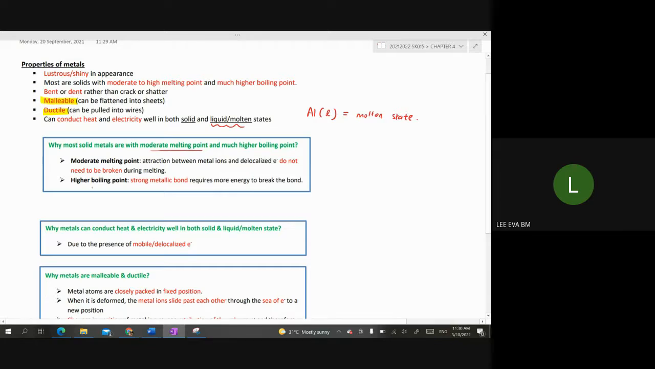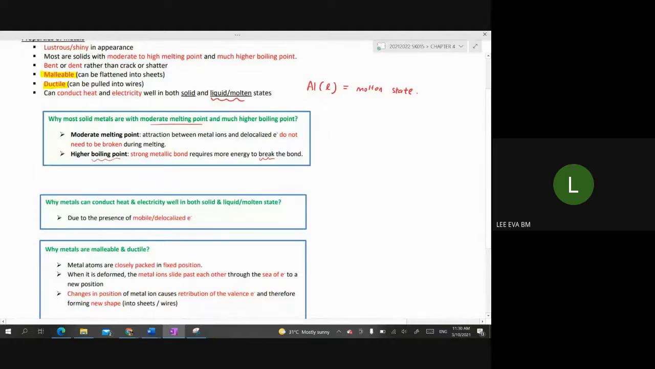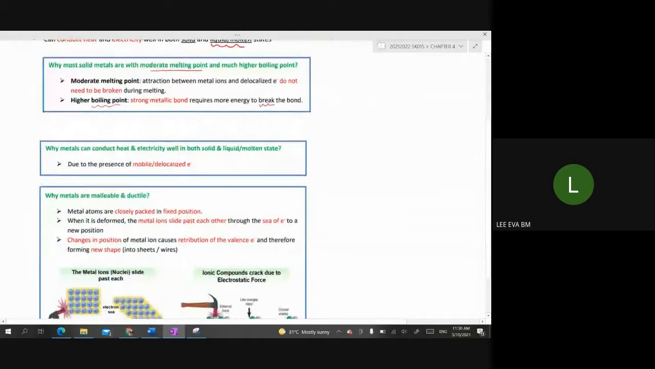But in terms of boiling point, you have a higher or slightly higher boiling point, because when we talk about boiling point, we want to break the intermolecular forces. Remember in our previous subtopic, boiling point refers to the intermolecular forces. Okay, so if you got a stronger metallic bond, you will require more energy to break the bond. Boiling point, breaking bond. Melting point, you only change the shape only. Okay, so that refers to our explanation of melting and boiling point.